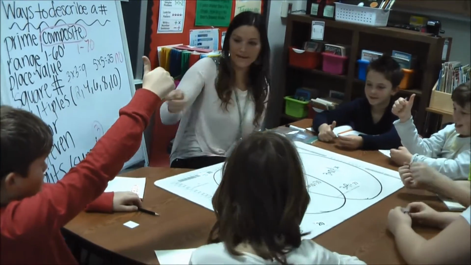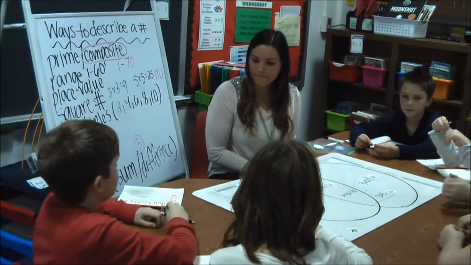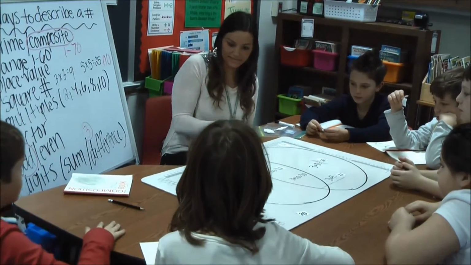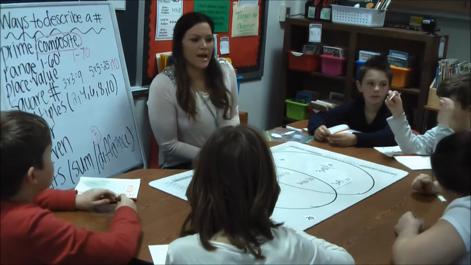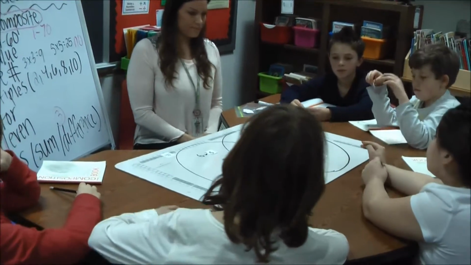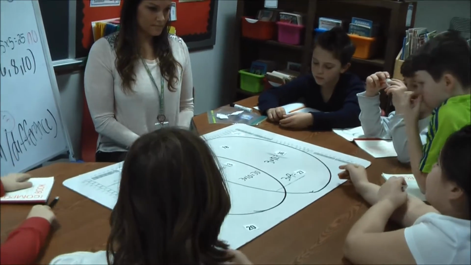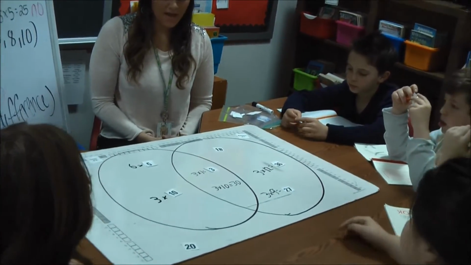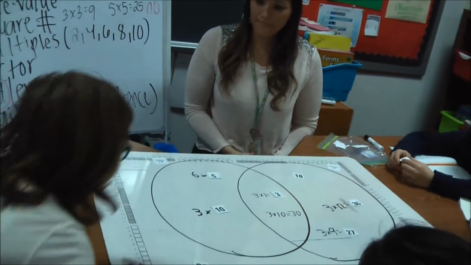All right, we're going to start on this side. Andrew, you got 18. Kimberly, why did you put 18 here? Do you agree with him? Yeah. 6 times 3 equals 18. Good. Very good. Tegan, you're up.